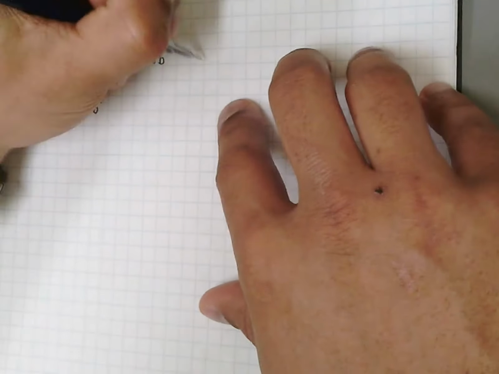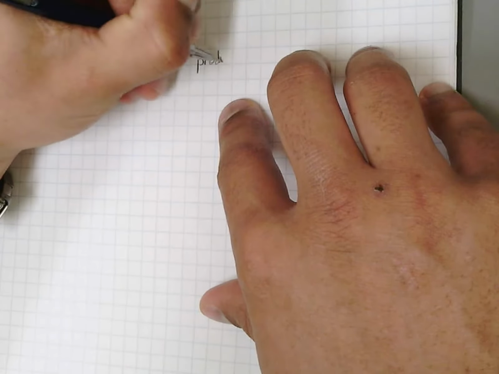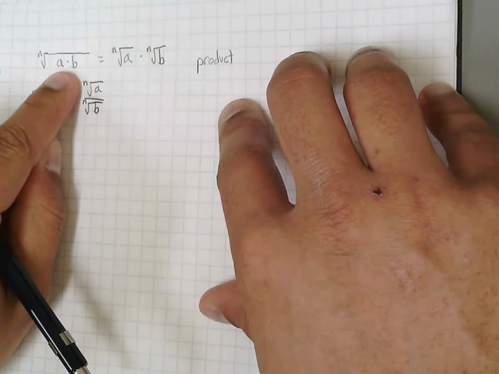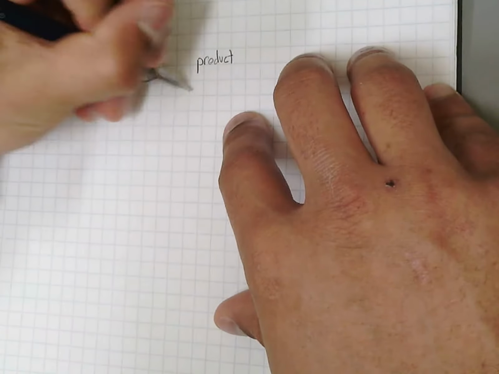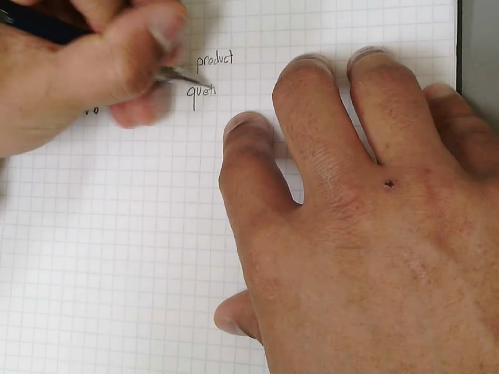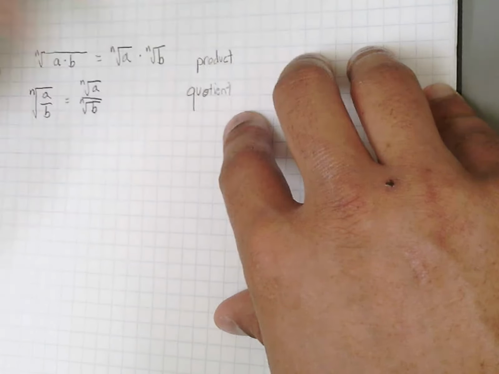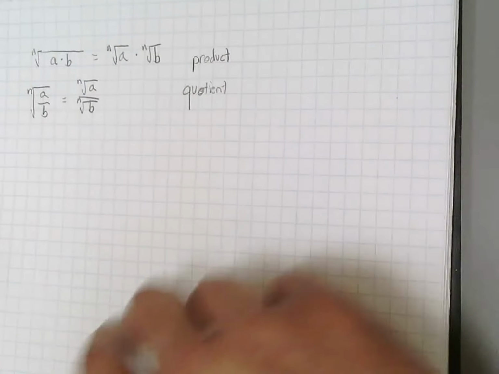The first one is the product property, because you can see we're multiplying. And then this one's the quotient, because we're dividing, a divided by b.